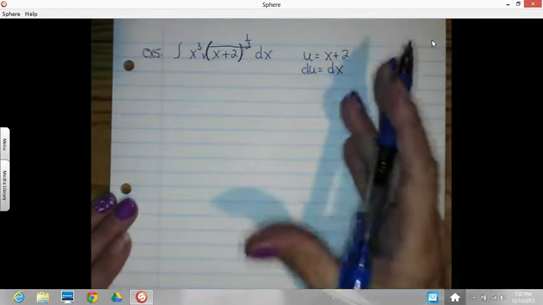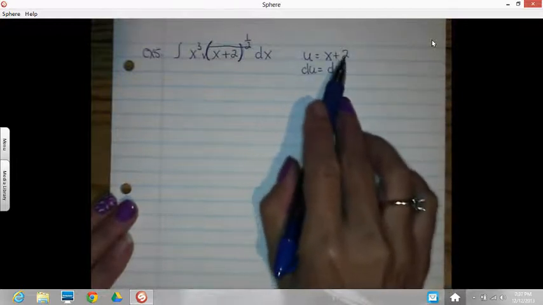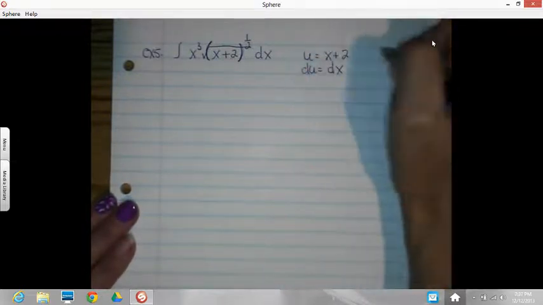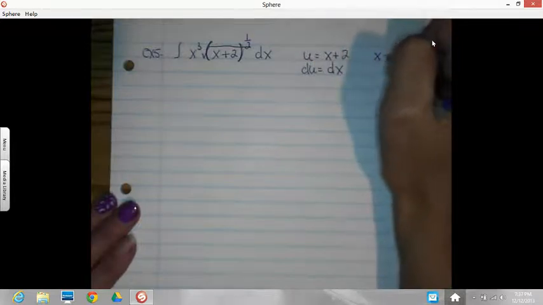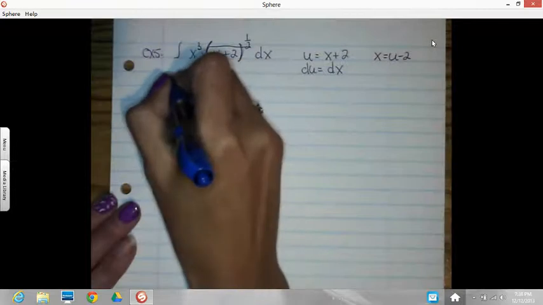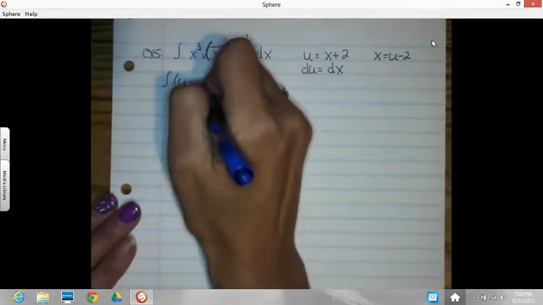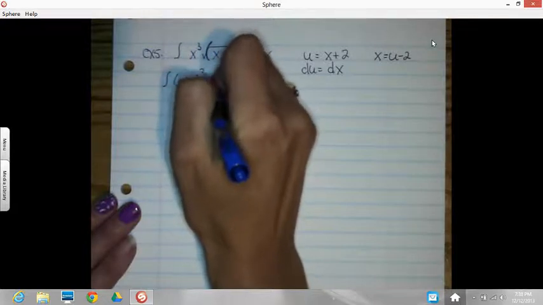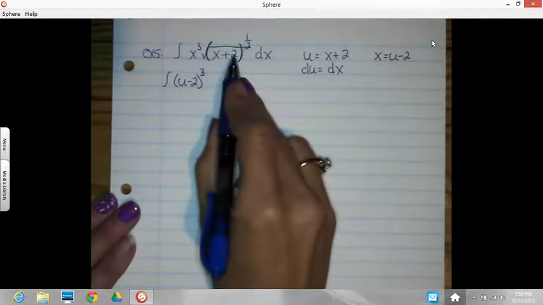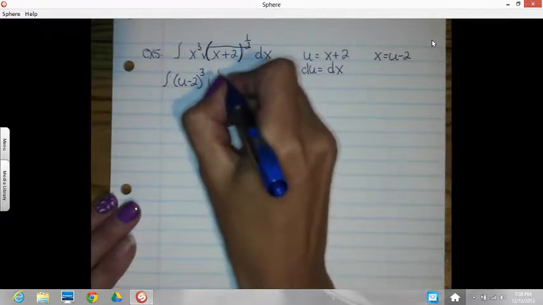So that means I need to solve this equation for x. So I'll be subtracting 2. So x equals u minus 2. Now I substitute. I will have u minus 2 cubed. x plus 2 is just u to the 1/2. And then dx is equal to du.